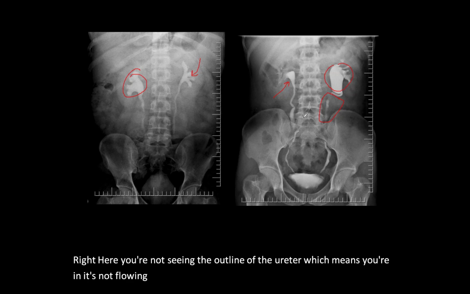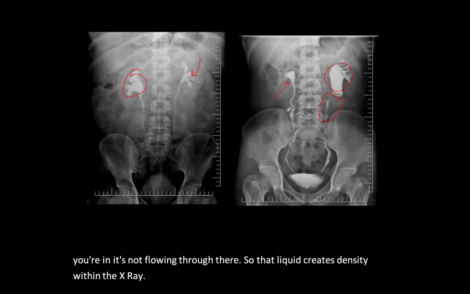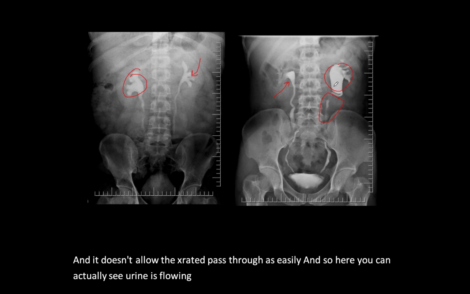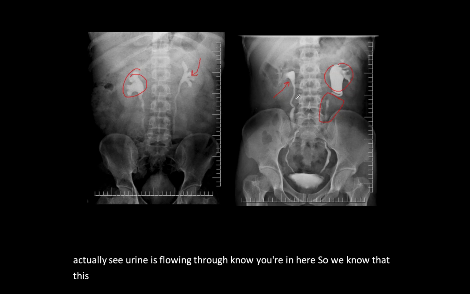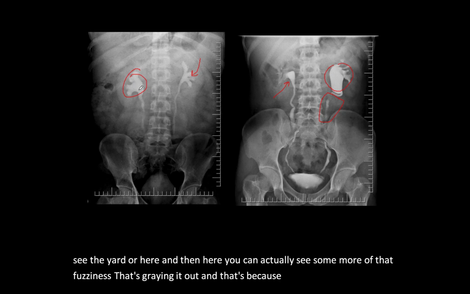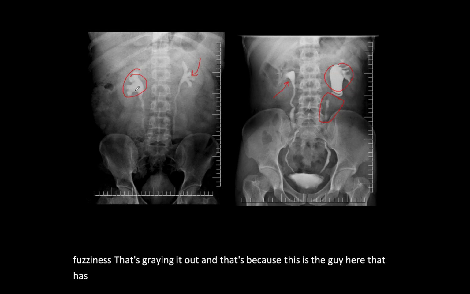That liquid creates density within the x-ray, and it doesn't allow the x-ray to pass through as easily. And so here you can actually see urine is flowing through, no urine here. So we know that this is the kidney here that has the kidney stone. Same thing here. You can see the ureter here, and then here you can see some more of that fuzziness that's graying it out. And that's because this is the kidney that has the inflammation or the kidney stone.